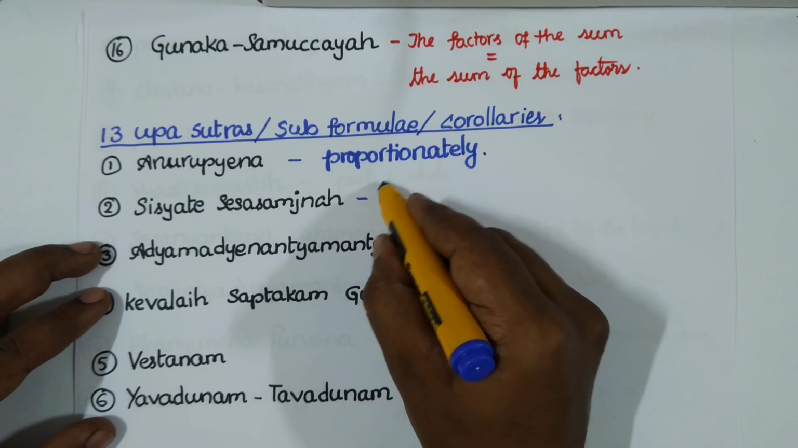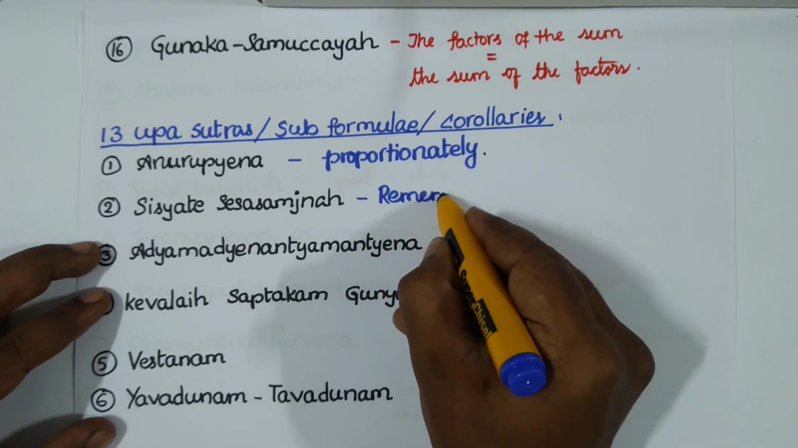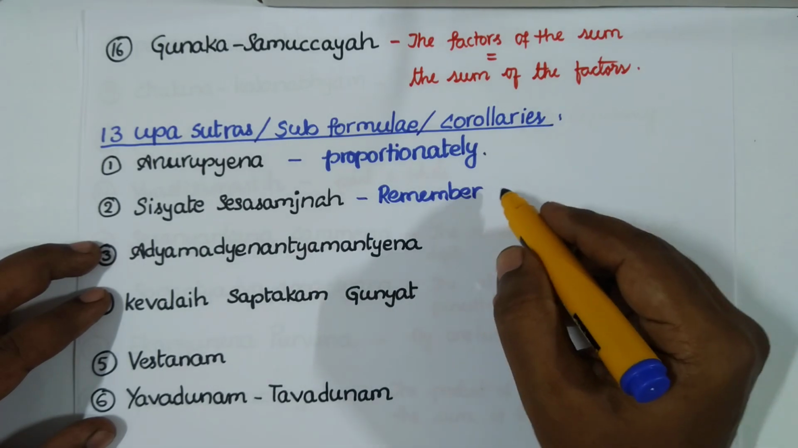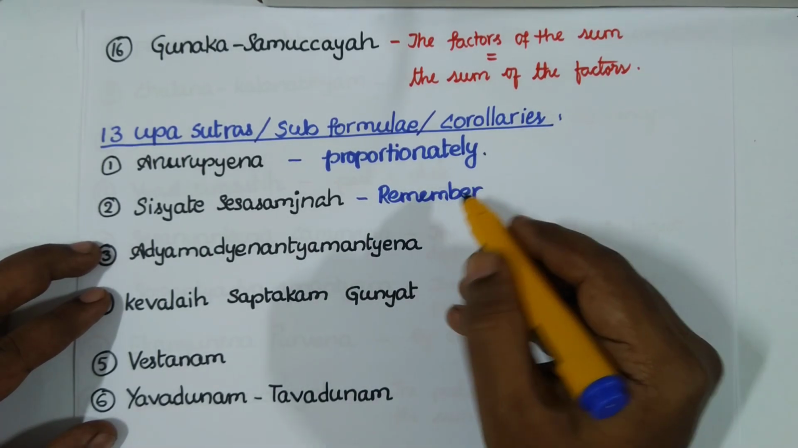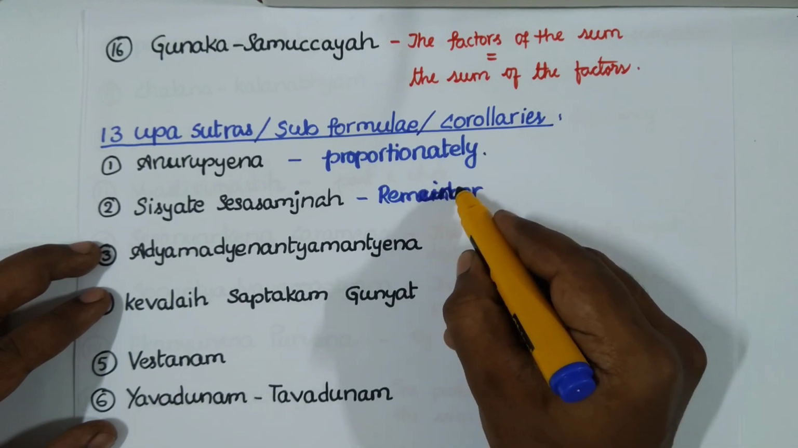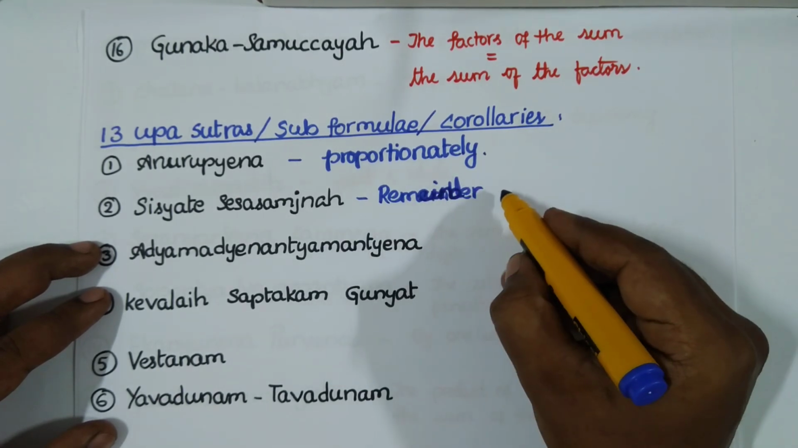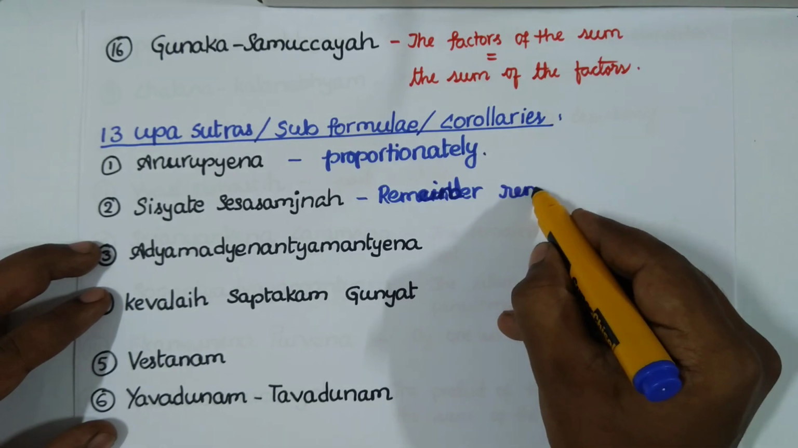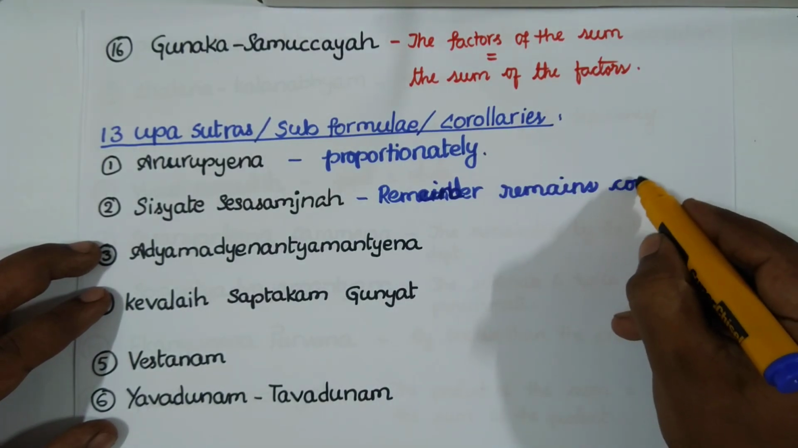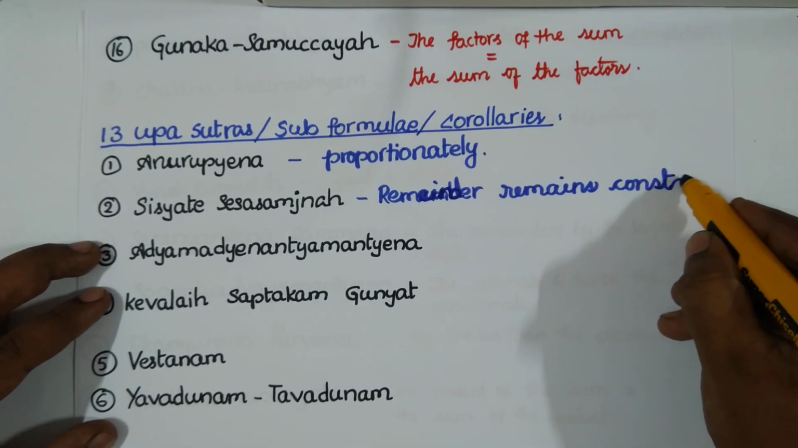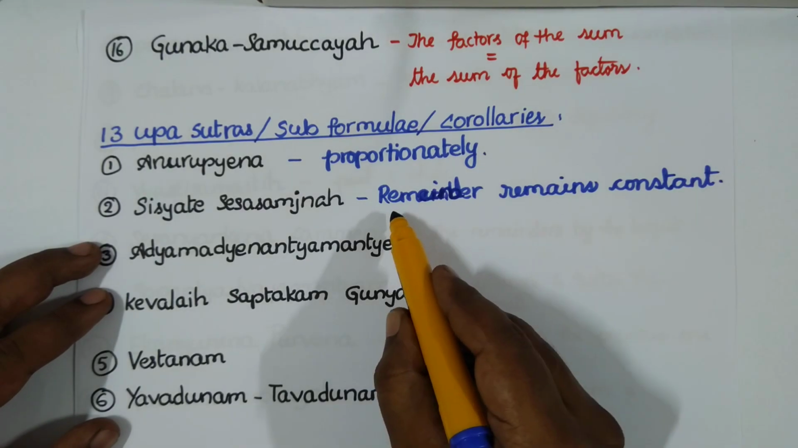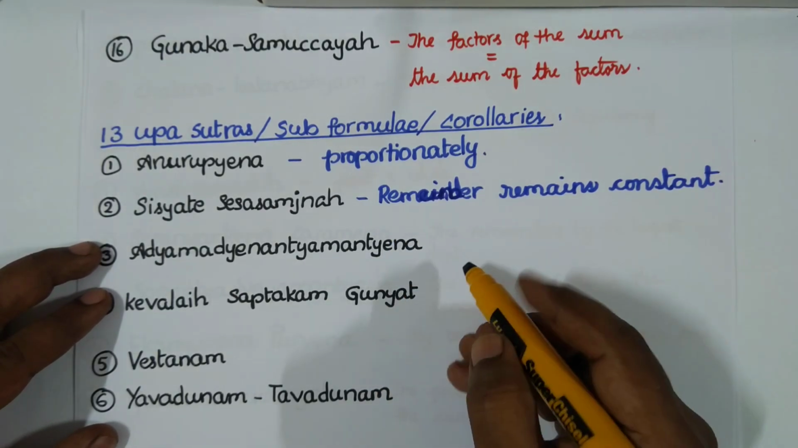The second one is Sishyate Sesha Samjnaha. This one is reminder. Sorry, I am very sorry, I was in Sanskrit mode, Bhavataha Nama Kim, Bhavatyaha Nama Kim. So this is: the reminder remains constant.